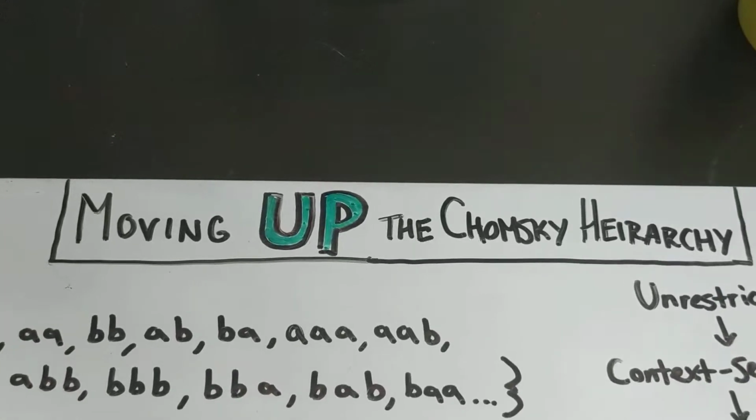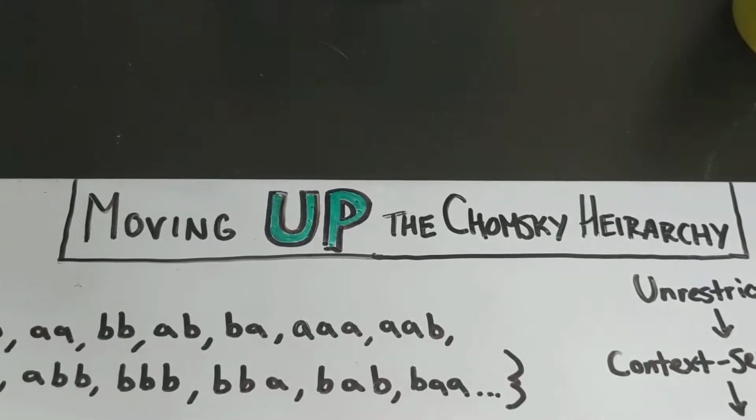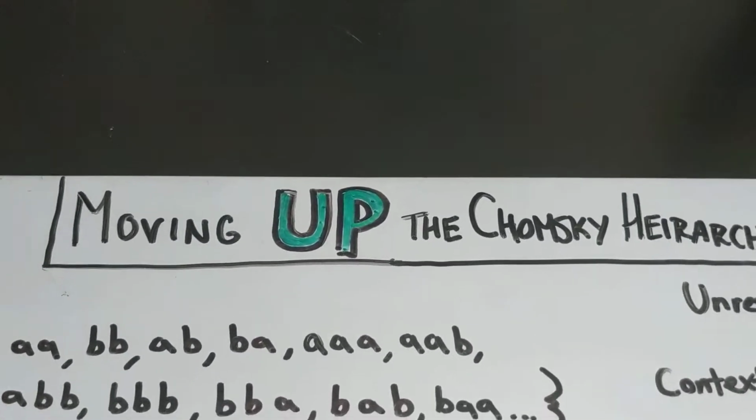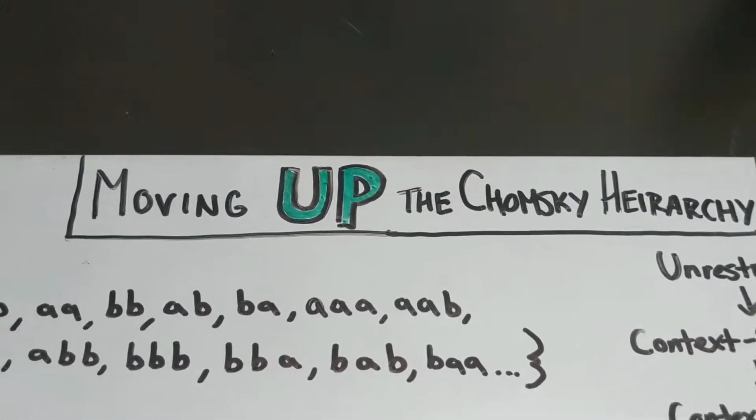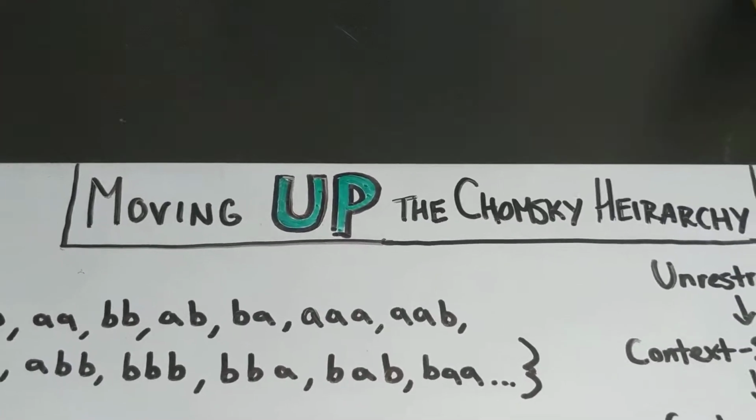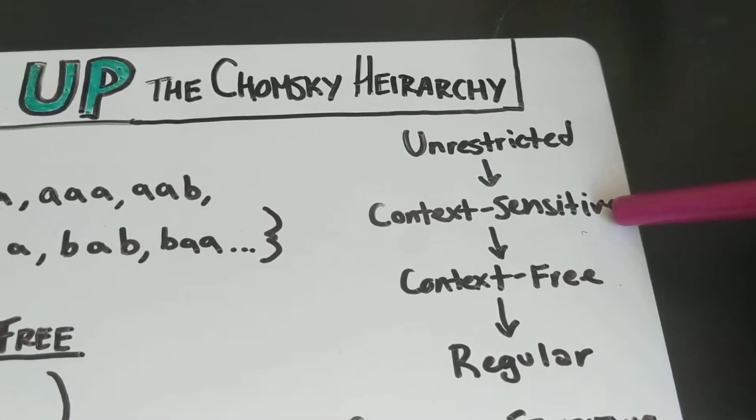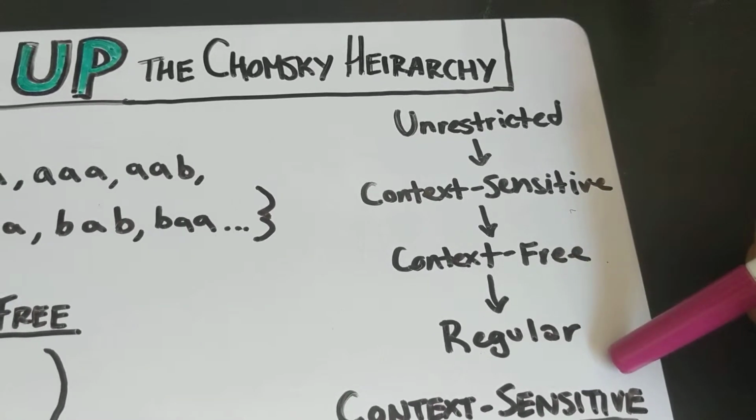Hello and welcome to another mini lesson about formal language theory. In the last several videos we've specified 3 different types of grammars, actually technically 4 different types of grammars. The unrestricted grammar, the context-sensitive grammar, the context-free grammar, and the regular grammar.